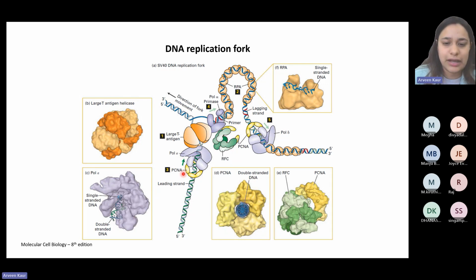Then after PCNA, we have polymerase alpha primase, right? I have discussed that it is the third polymerase that is present over here. It is going to add primers to the lagging strand. Then after this, fifth, we have polymerase delta. What is this polymerase delta going to do? This polymerase delta is basically going to help in lagging strand DNA synthesis, right?